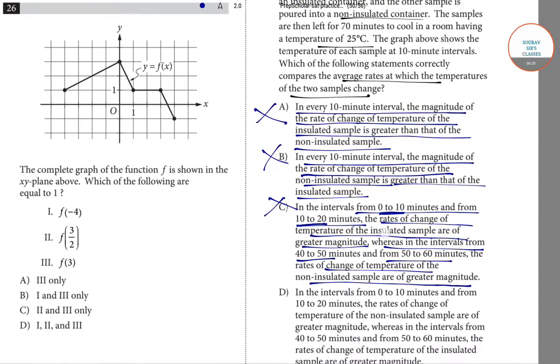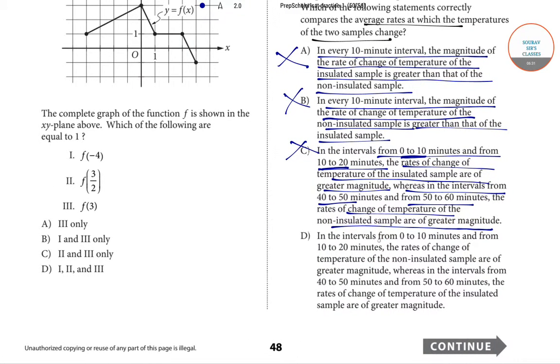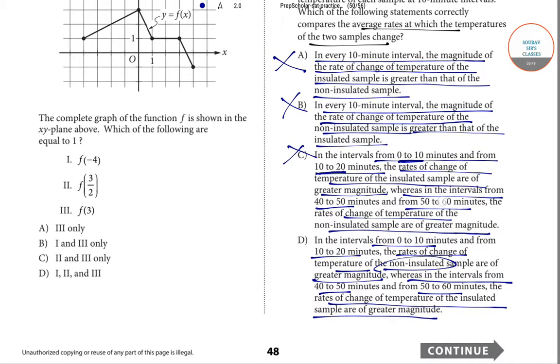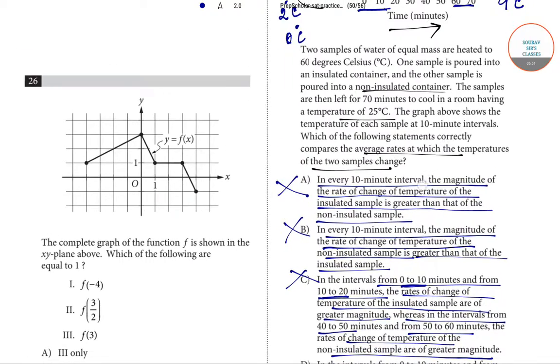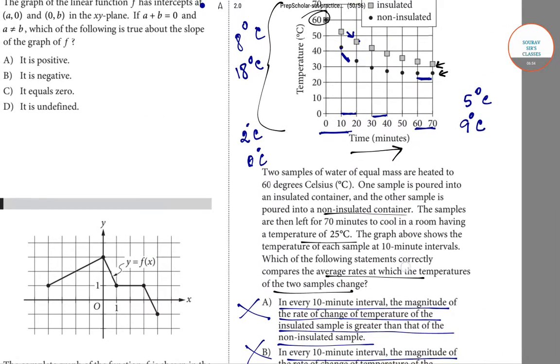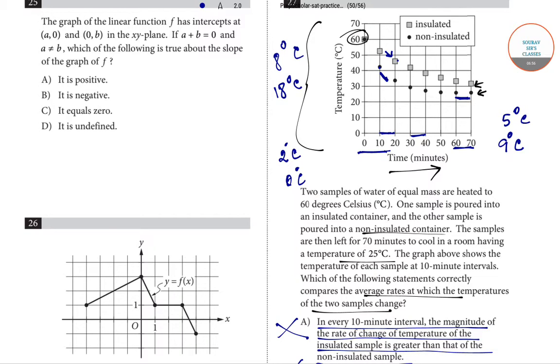Now coming to the last option, option D: in the intervals from 0 to 10 minutes and from 10 to 20 minutes, the rate of change of temperature of the non-insulated sample is of greater magnitude, whereas in the intervals from 40 to 50 and 50 to 60, the rate of change of temperature of the insulated sample is of greater magnitude. As we have already seen, in the intervals of 0 to 10 and 10 to 20, the rate of change of the non-insulated sample is greater than the rate of change of the insulated sample temperature. So it is already correct.